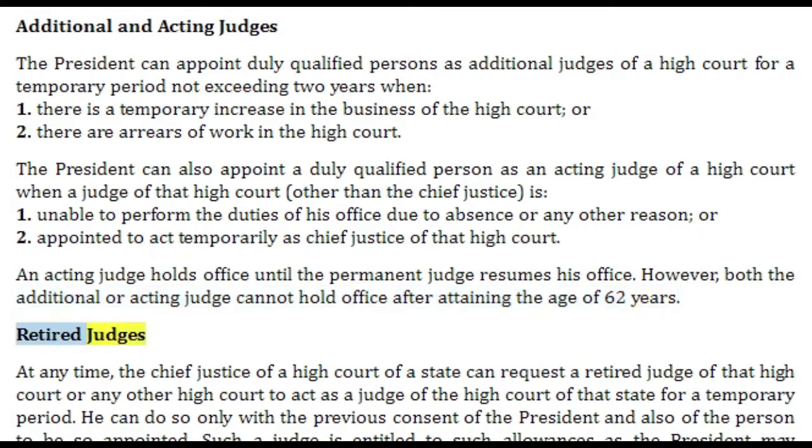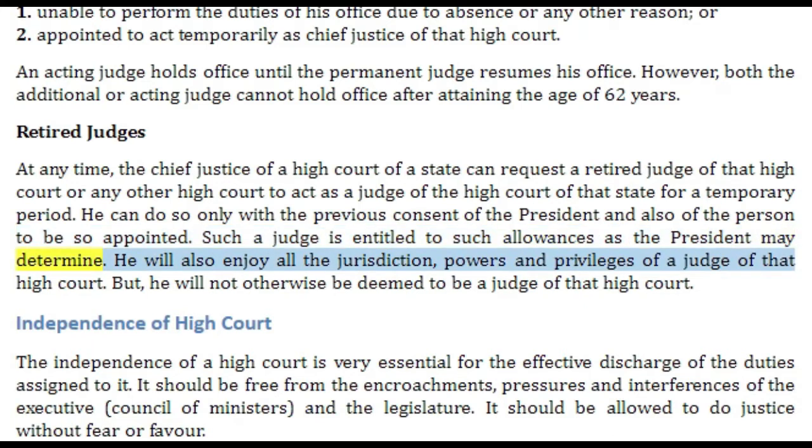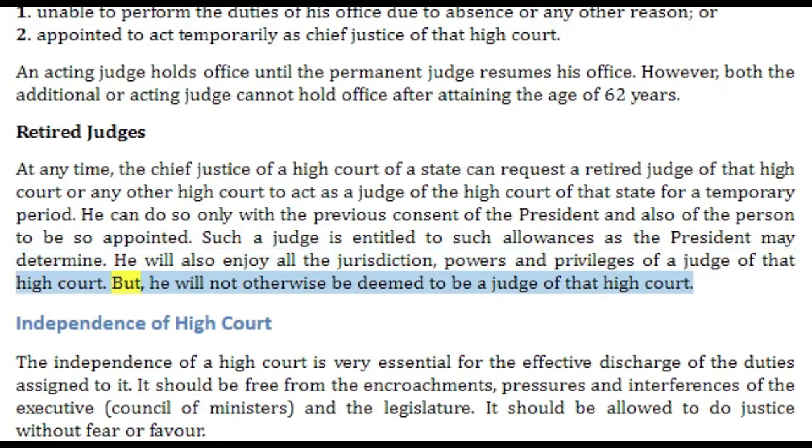Retired judges. At any time, the Chief Justice of a High Court of a state can request a retired judge of that High Court or any other High Court to act as a judge of the High Court of that state for a temporary period. He can do so only with the previous consent of the President and also of the person to be so appointed. Such a judge is entitled to such allowances as the President may determine. He will also enjoy all the jurisdiction, powers and privileges of a judge of that High Court. But he will not otherwise be deemed to be a judge of that High Court.